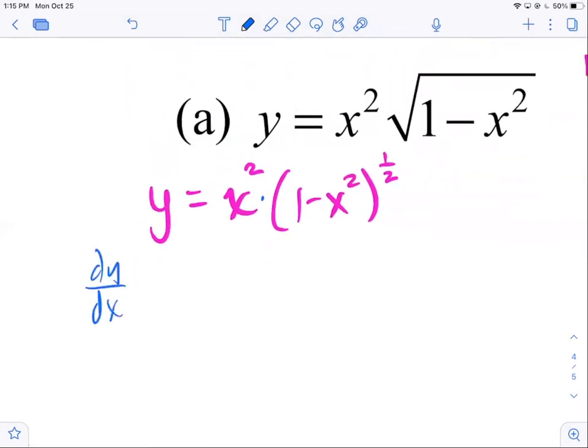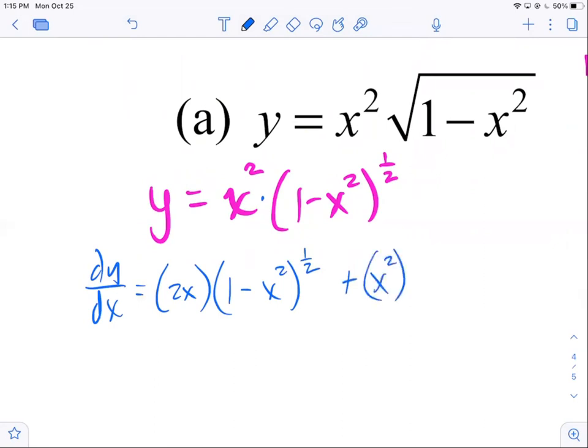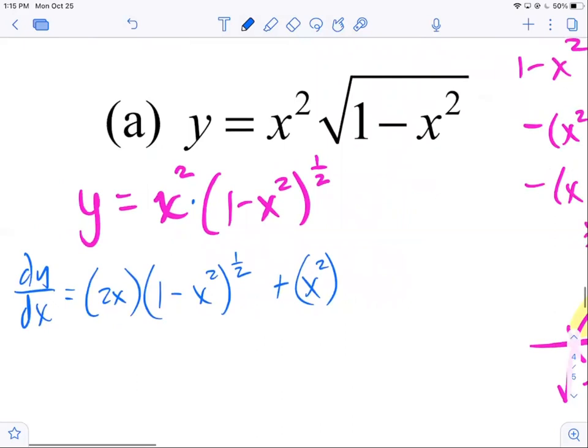dy/dx equals the derivative of x squared, which is 2x, times this one goes along for the ride, and then plus x squared goes along for the ride times the derivative of the second. Now, the derivative of the second one is going to require what rule? Chain rule, because it's composite, right? Blob to the 1/2. So now by the chain rule, we're going to get 1/2 times blob to the negative 1/2.